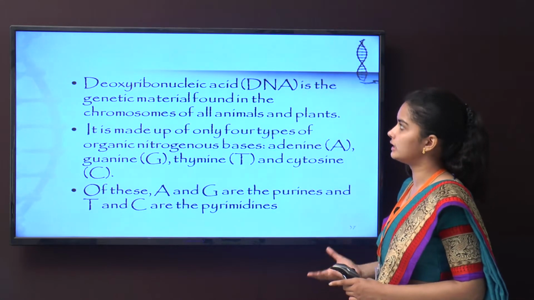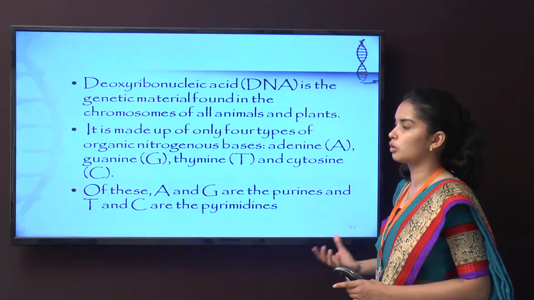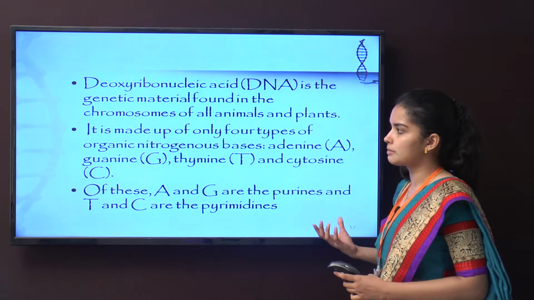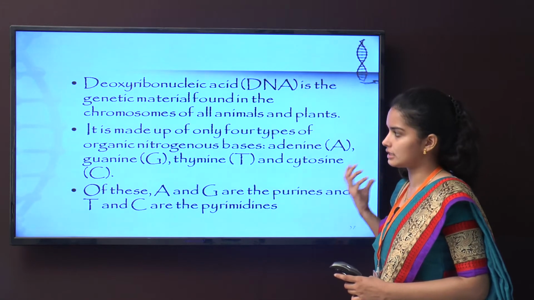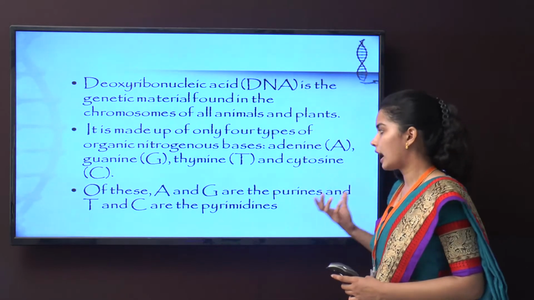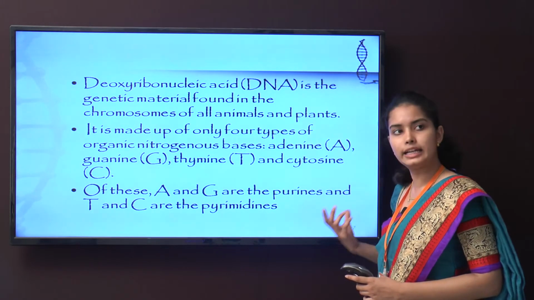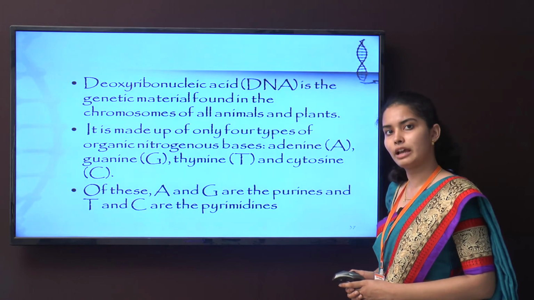Deoxyribonucleic acid, that is DNA, is the genetic material found in the chromosomes of all animals and plants. It is made up of only 4 types of organic nitrogenous bases, that is adenine, guanine, thymine and cytosine. Of these, A and G are the purines and T and C are the pyrimidines, as we have seen earlier.